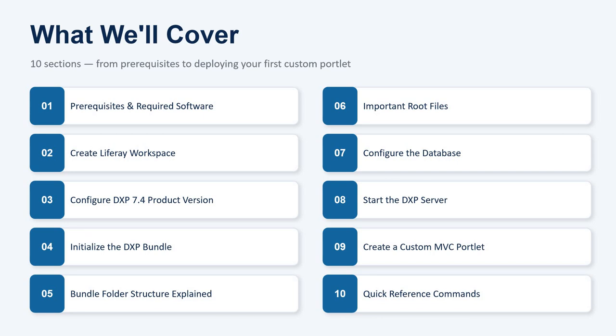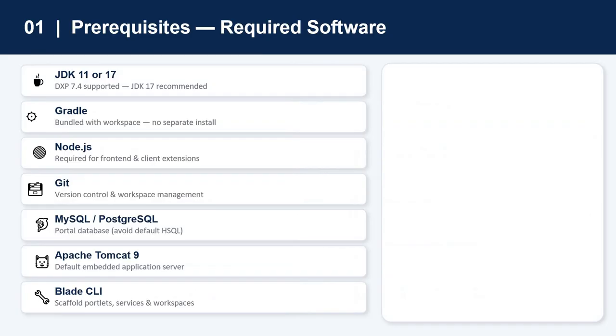On this screen you can see the first point, prerequisites and required software. This tells you what software is required initially to do the Liferay development setup. The second point is creating a Liferay workspace. The third point is configuring the Liferay DXP 7.4 production version. These are all points we are going to cover in the next slides, and we will also do the actual practical once we complete this concept.